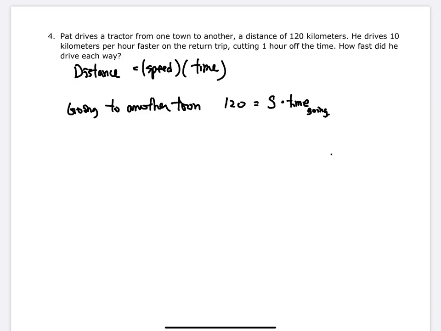Okay. Now on the way back, we know the distance is still the same, but this time we know the speed is 10 kilometers faster on the return trip. So whatever the speed he has going there, plus 10, multiplied by the time returning.